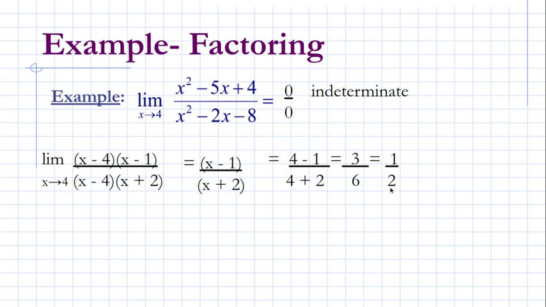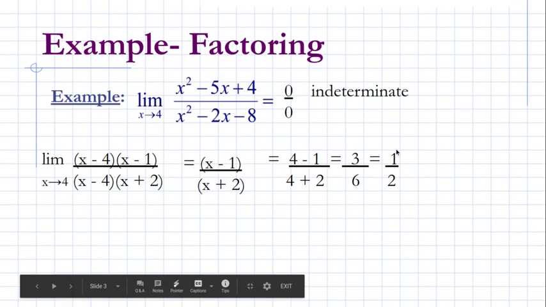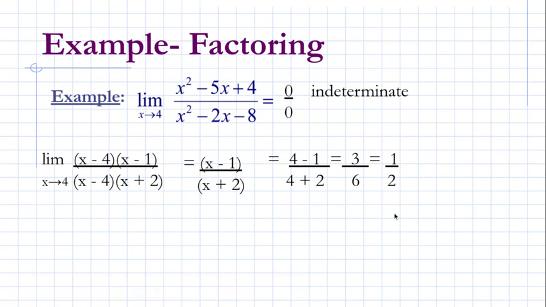So what that means graphically is that at x equals 4, this function doesn't exist. So there's a hole at the point 4 comma 1/2. So the limit exists there, even though the function doesn't. So we would say there's a removable discontinuity at x equals 4. And if we're evaluating the limit, we would say the limit equals 1/2.